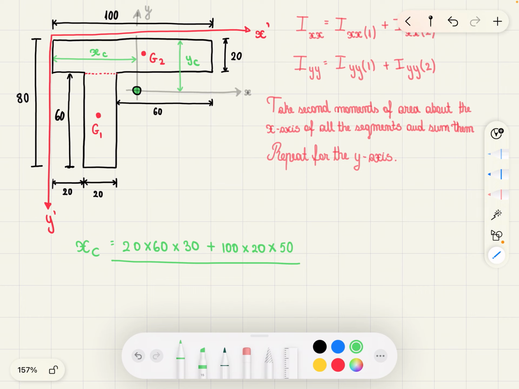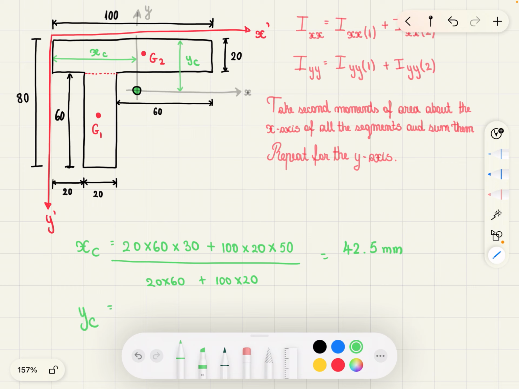Divide by the total area of the two blocks, so the area of G1, 20 times 60, plus the area of the second block, 100 times 20. And this is going to give us 42.5 millimeters. All units are in millimeters.